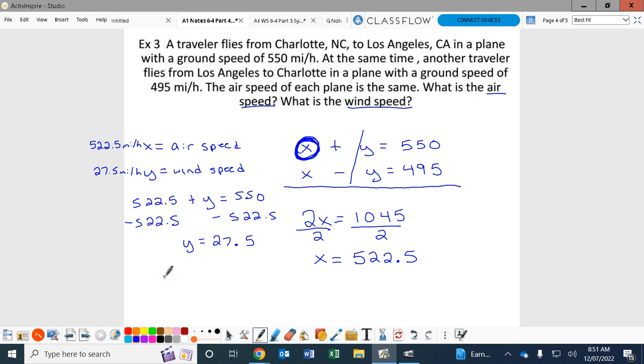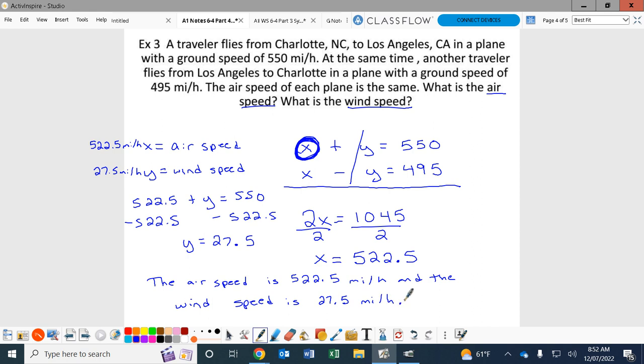So here we go. Sentence-wise. It asks us, what is the airspeed? What is the wind speed? So the airspeed is 522.5 miles per hour, and the wind speed is 27.5 miles per hour. It's a pretty hefty wind if you're flying. It's not terrible, but you'd be jostled around a little bit.